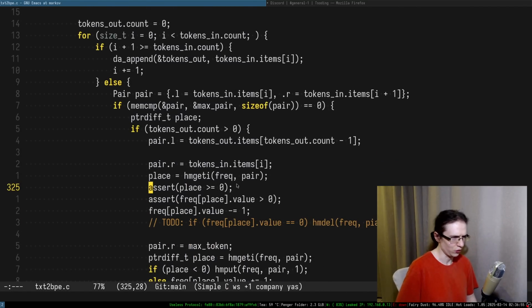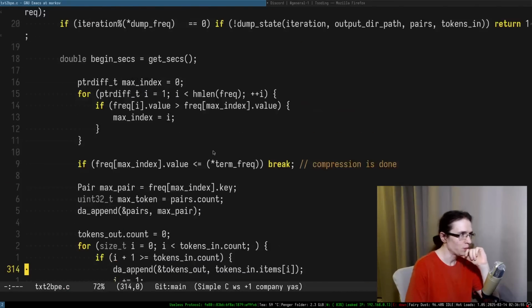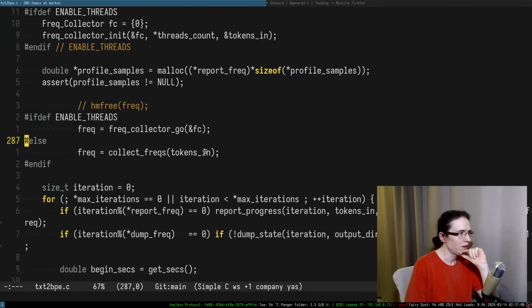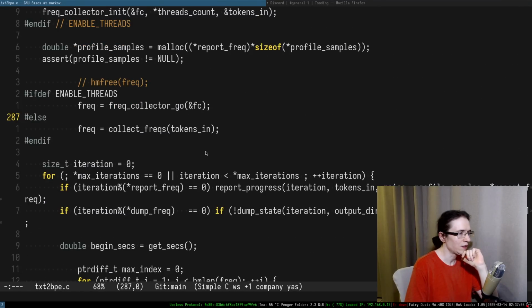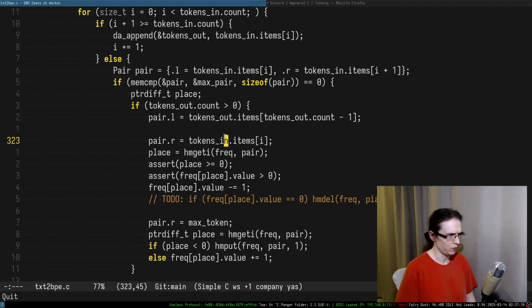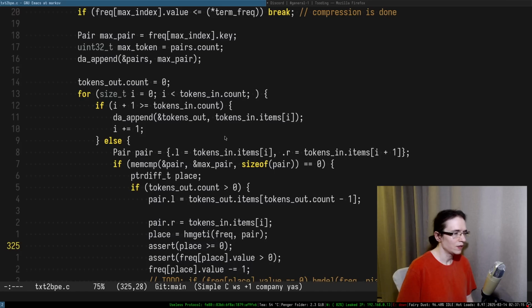That's very interesting. So something didn't exist in here at all. Did we not append things properly? Because that's kind of weird. That's absolutely weird, because you're telling me that this thing doesn't exist right away. Assertion place. It's right here. Okay.